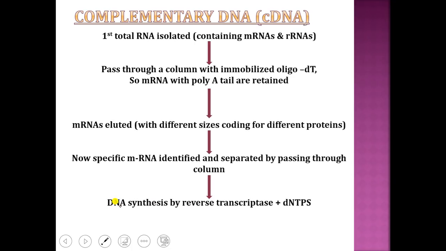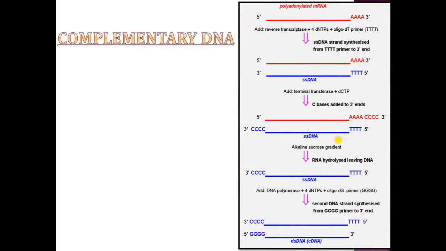And at that time we will add deoxynucleotide triphosphates, which will polymerize to form a double-stranded DNA. So we will get an RNA-DNA hybrid. We started with the messenger RNA, and at the end what we get is an RNA-DNA hybrid with the reverse transcriptase enzyme. This process is known as reverse transcription, and we get a complementary copy of DNA.